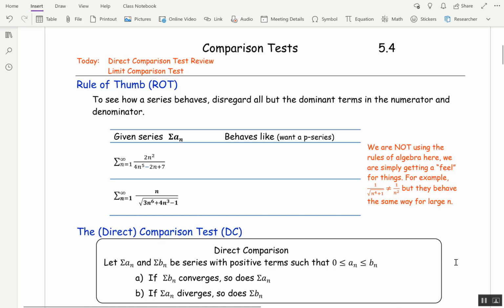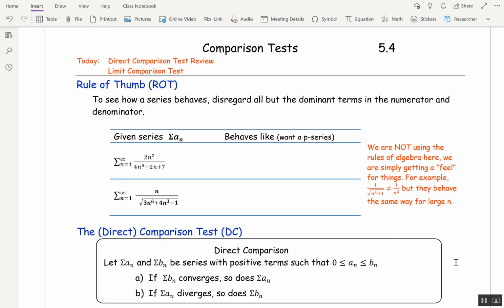Okay, the comparison tests. Direct comparison and limit comparison. They both require you to know the answer ahead of time. So you have to know what series you want to compare with. And the way you'll do that is by using the rule of thumb. I call it the ROT.